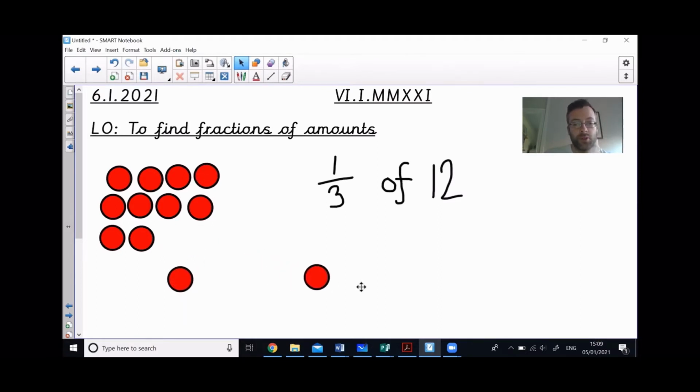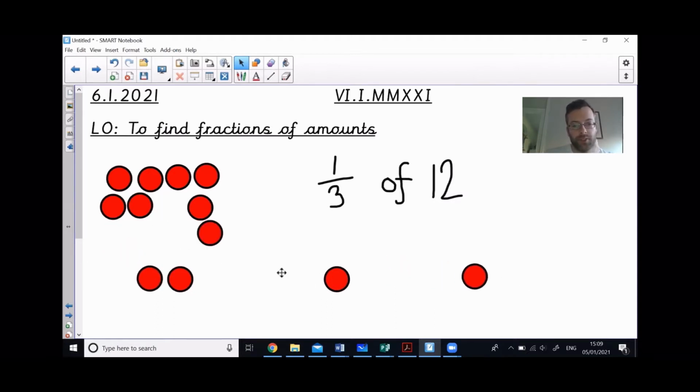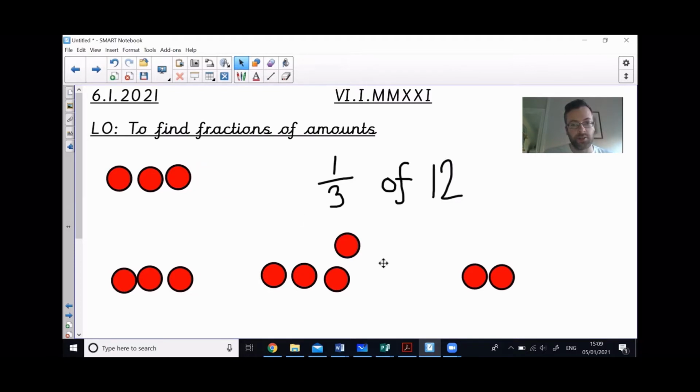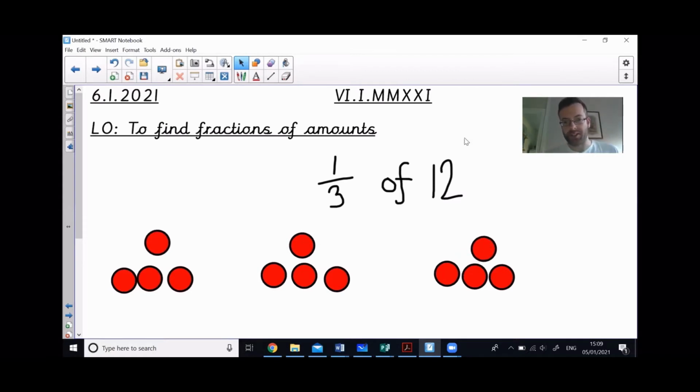So there's 1 group, 2 groups, 3 groups. You get the idea. I'm just trying to do it as quick as I can. Now at this point I've split my 12 into 3 groups. So you hopefully see how many are in each group. The answer is 4. So 1/3 of 12 is 4. I've split that 12 into 3 groups and in each group there's 4.